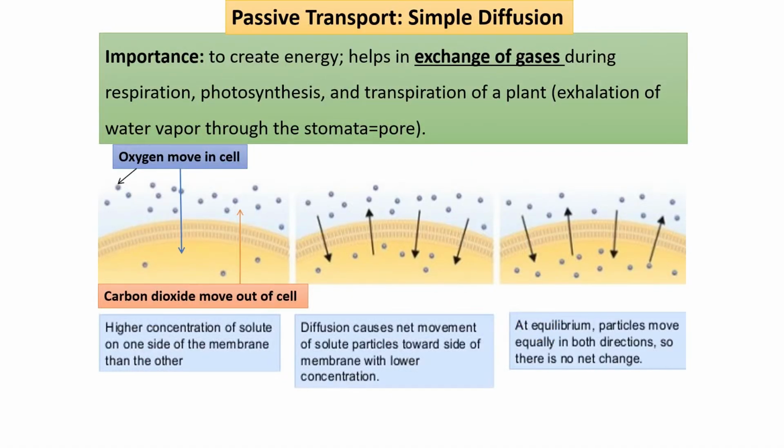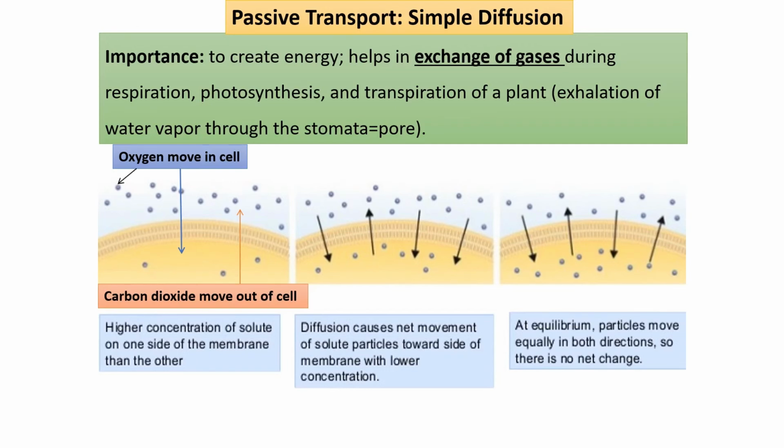Okay, so passive transport. Why is it important? For example, to create energy, the cell will use passive transport to help exchange gases, for example oxygen and carbon dioxide. It's exchanged during respiration, photosynthesis, and transpiration of the plants, the exhalation of water vapors through the stomata or pores. All of these are examples of simple diffusion.